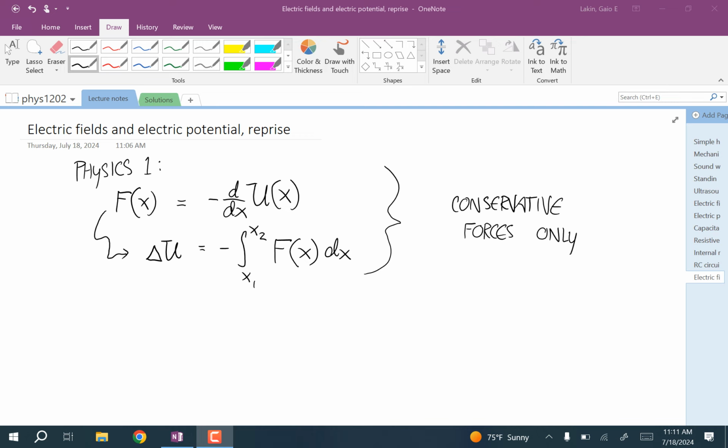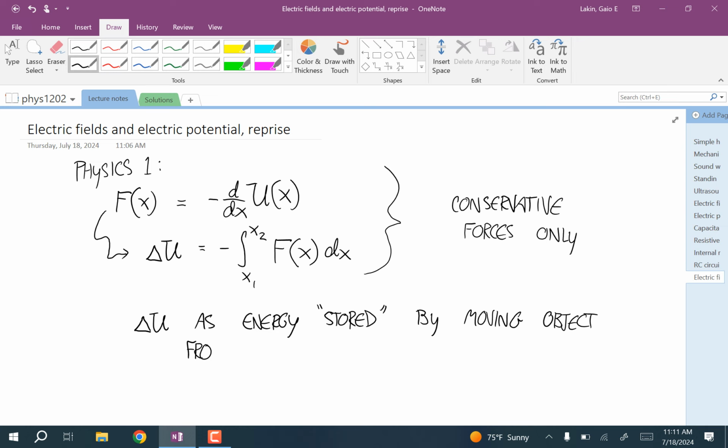And this change in potential energy, in Physics 1, we didn't talk about it this way, but you can think of this change in potential energy as the energy stored by moving the object from the position x1 to the position x2.